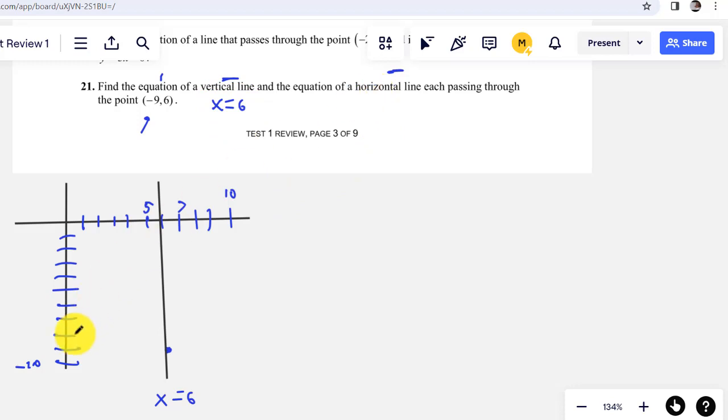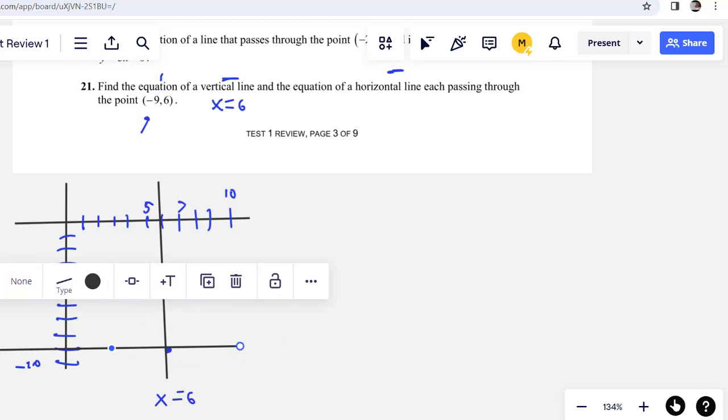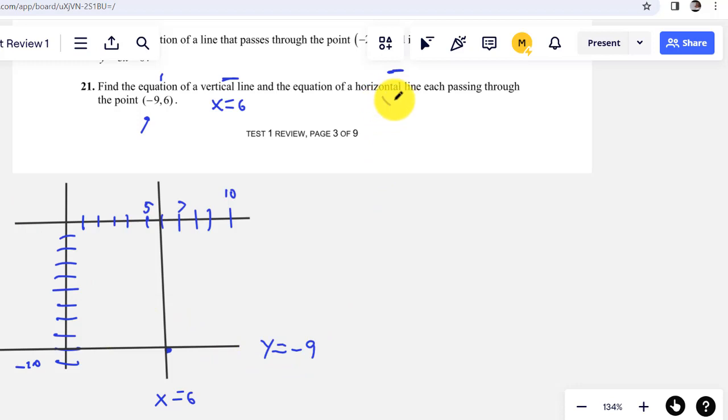And for the horizontal line, it's happening at -9, 6. And the equation of that line would be y equals -9, right? Y equals -9. And that's pretty much it, right? We know the horizontal line would have a slope of 0, right? And this vertical line would have a slope of, I'll just write the letters UD for undefined, right? That's 21. Let's keep going.